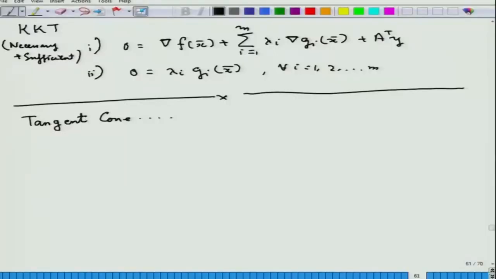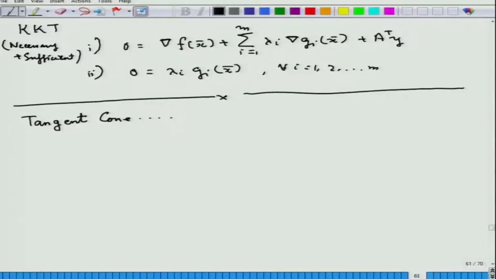Welcome back once again, and as promised, we would start discussing the notion of tangent cones today. In the last class, if we go back to what I have said, you would observe that we ended up with this sort of Karush-Kuhn-Tucker necessary and sufficient condition. I have proved the necessary part, and you can prove the sufficient part yourself by employing the definitions of convexity of F and G and the affineness of this class of constraints Ax equal to b.